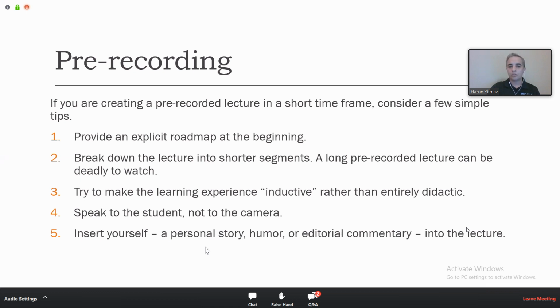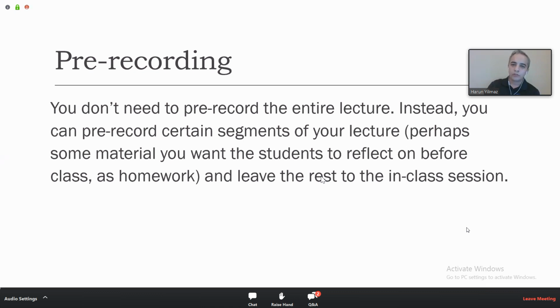Insert yourself, a personal story, humor, editorial commentary into the lecture. So you are not only going to provide the content, you may provide some kind of humor and some kind of specific event you may think of when you are providing the lecture. And also, you don't need to pre-record the entire lecture, as I said. Instead, you can pre-record certain segments of your lecture, okay, and leave the rest for the class session. If you have some specific synchronous session, okay, you may provide some kind of specific video before the teleconferencing session, okay? So your students will be ready when they come to the online live sessions.